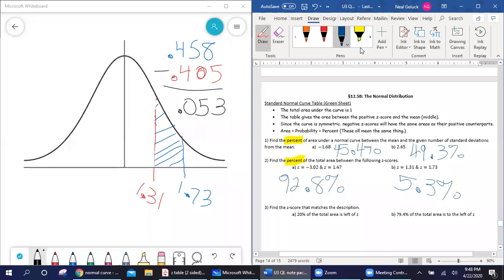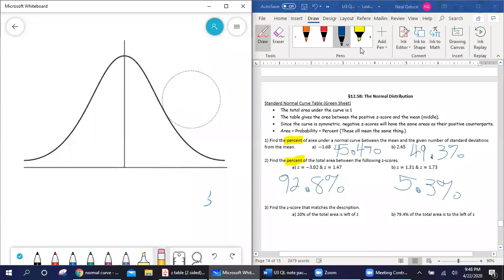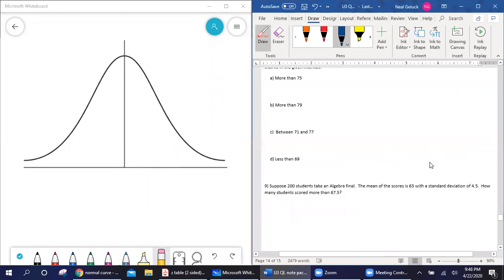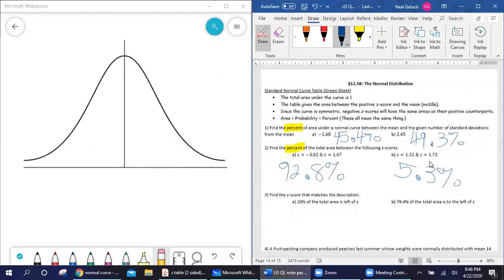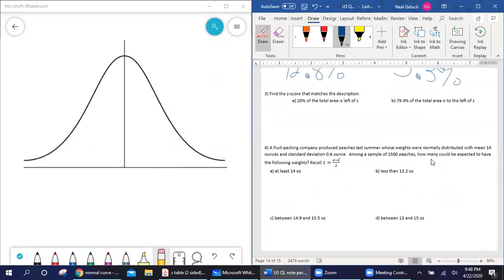Now the next two problems switch it up. Now they're giving me a percentage of the area, and now it wants the z-score. So now I'm going to be doing everything backwards. So what do I mean? Okay, looking at 3A. 20% of the total area is left of z.